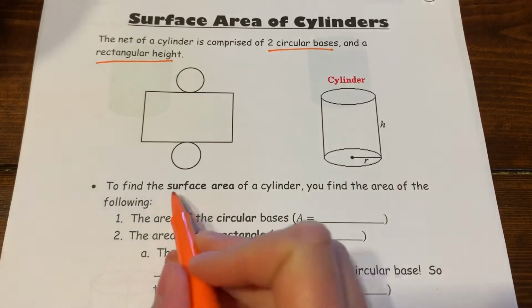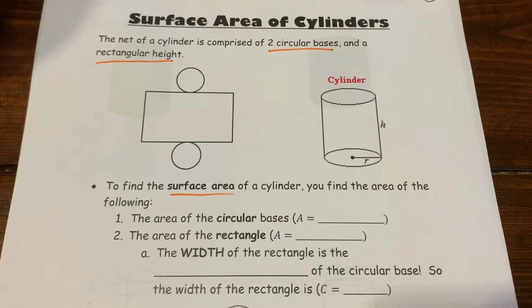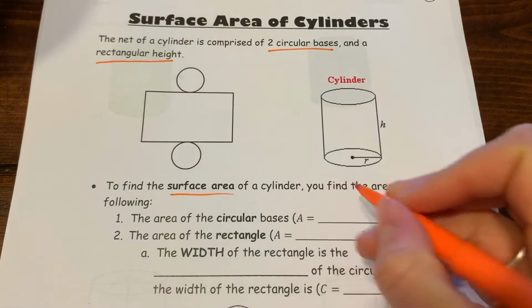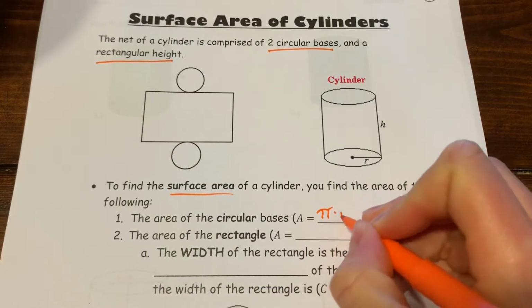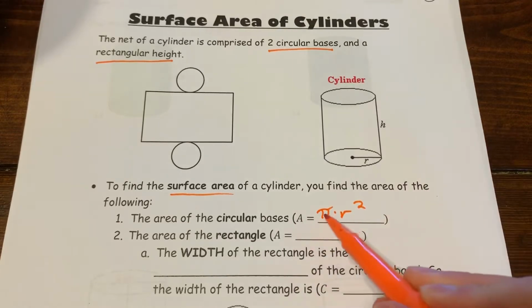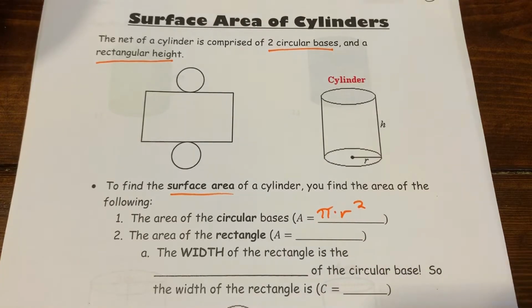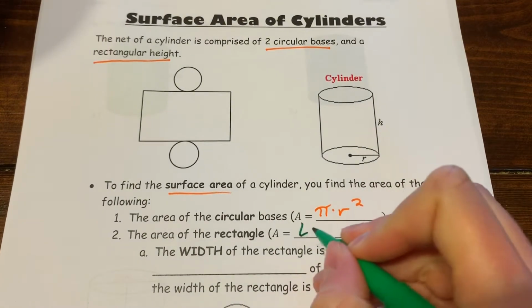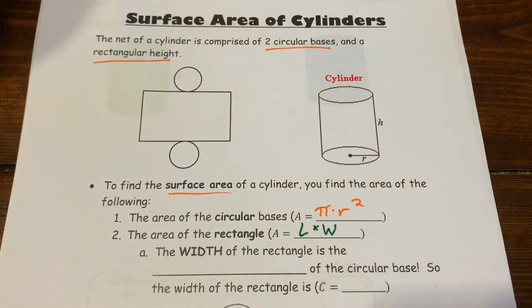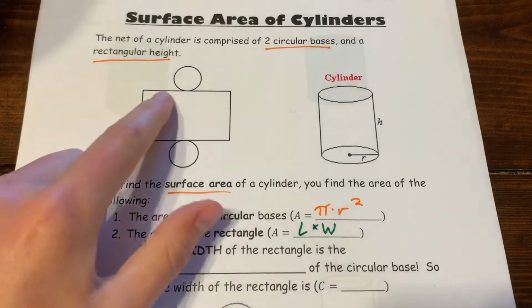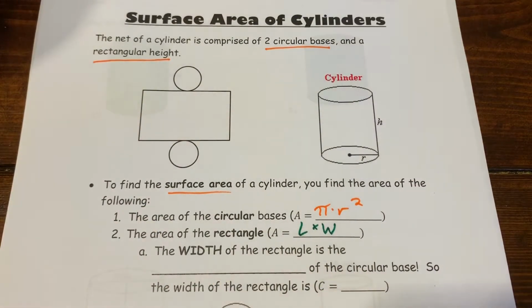So to find the surface area of a cylinder, you need to find the area of the circular bases, and remember, area is pi times r squared. Apple pies r square at McDonald's. It's our little saying to help us remember. And then you need to find the area of the rectangle, which in general is length times width. Now we need to talk in particular about what our length and width would be in this case.